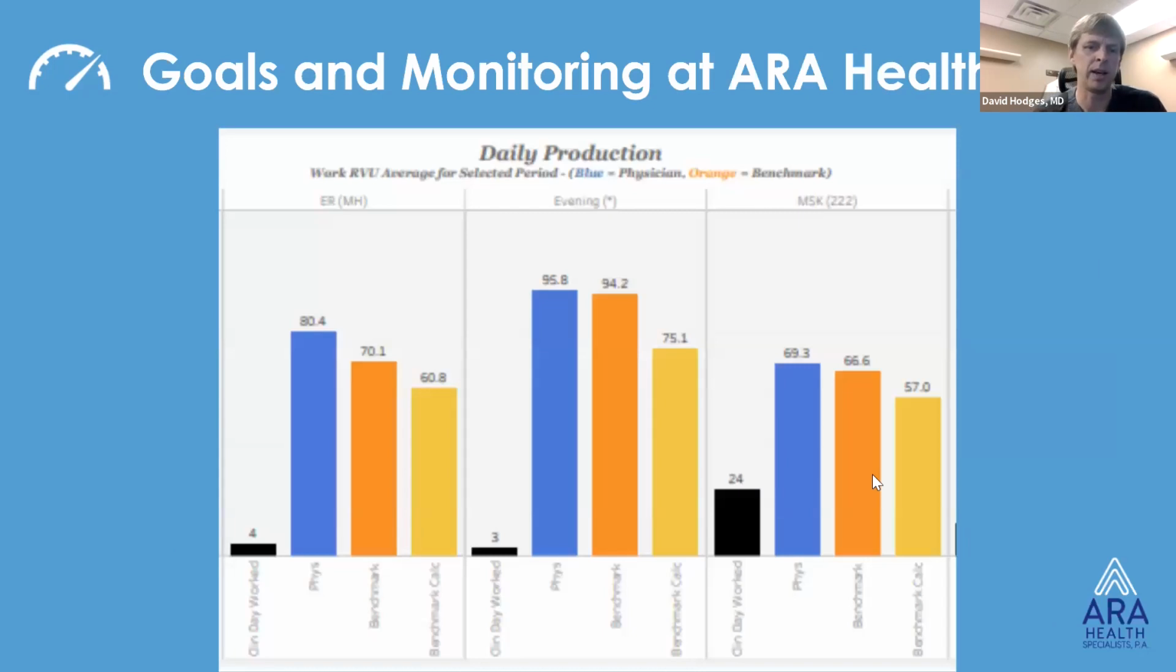That middle row I broke down shows individual production by slot. So you can see this is an ER slot, this is an evening slot, this is an MSK slot. And you see where the physician ranks in terms of production compared to the benchmark, which in this case is the average production for that slot, and compared to the calculated benchmark, which again is lower.